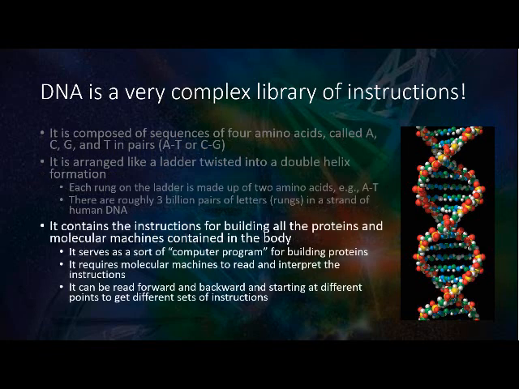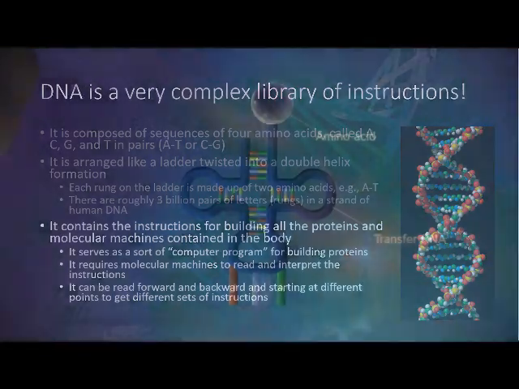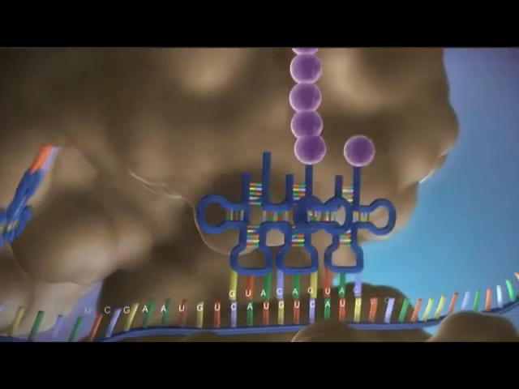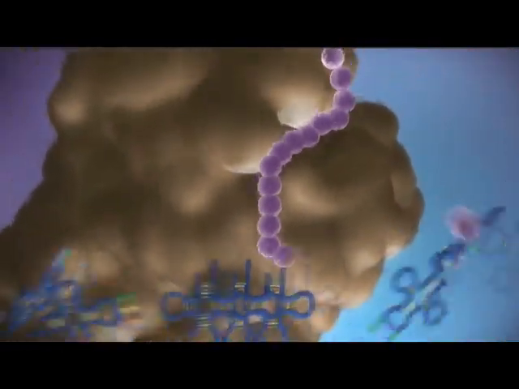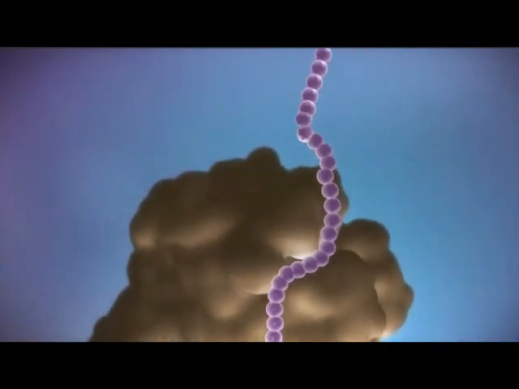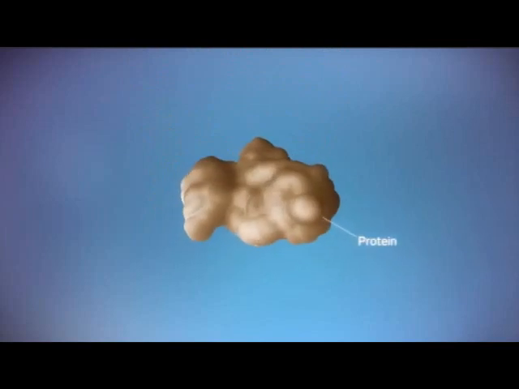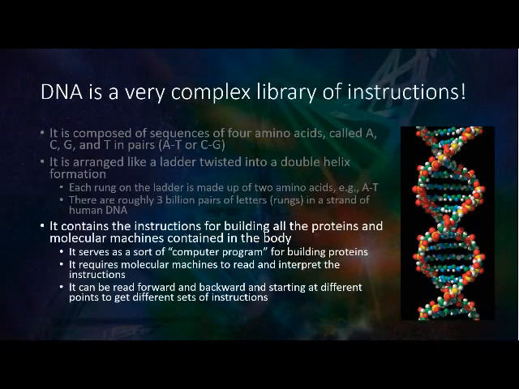It contains all the instructions for building all the proteins and molecular machines in the body. It's pretty amazing. You can think of it as a computer program for building proteins. And of course, it doesn't build the proteins itself. It requires molecular machines that can read and interpret the instructions in the DNA and then build and fold the proteins accordingly. Unlike normal computer programs, it can be read forward and backward, and even starting at different points, and get different sets of instructions. I just found that totally amazing.